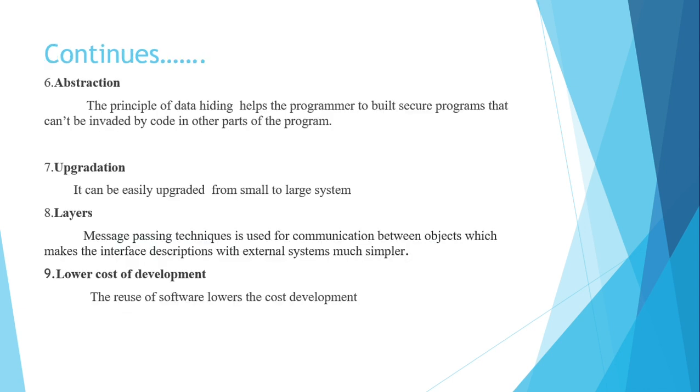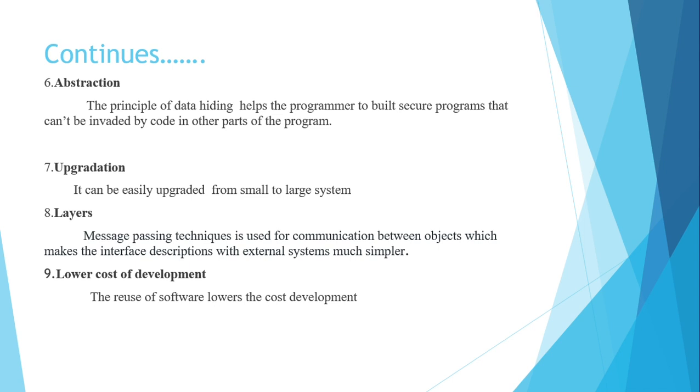Next, abstraction. First, what is abstraction? Abstraction is data hiding. How are we going to hide the data in classes? Data hiding can be done by access specifiers and other concepts. By hiding the data, we are securing the programs. The principle of data hiding helps the programmer build secure programs that can't be invaded by code in other parts of the program.